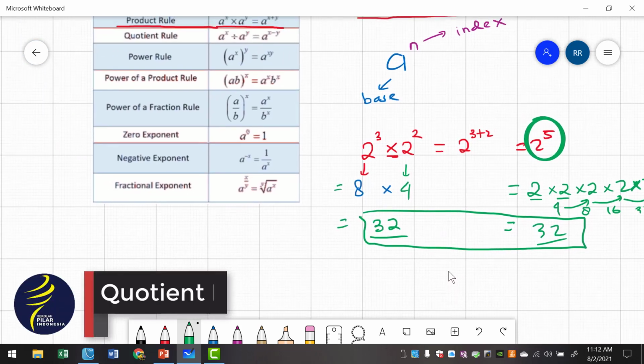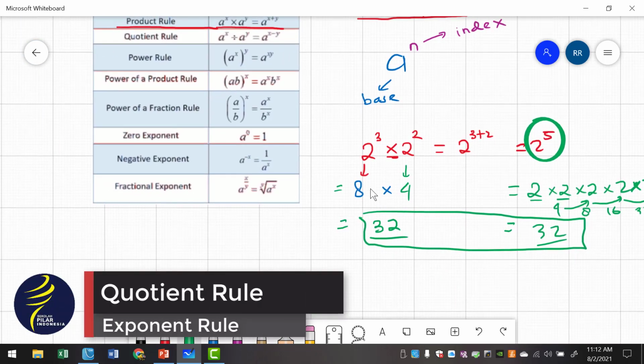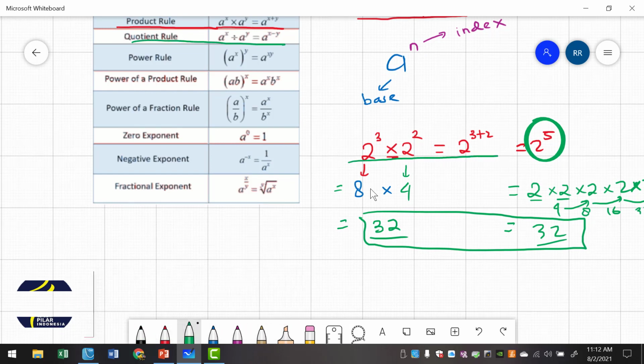Okay, the next one is the quotient rule. Basically the same thing, guys. Here we were multiplying, so keep in mind that if you're multiplying, you add the powers. But like I said before, there are some rules that you need to fulfill first. For example, the base needs to be the same. If it's not the same, then you cannot do it.